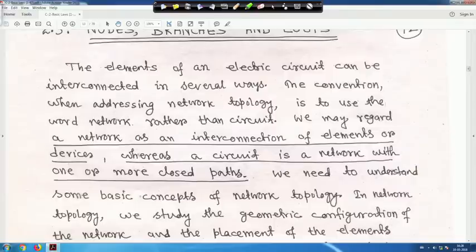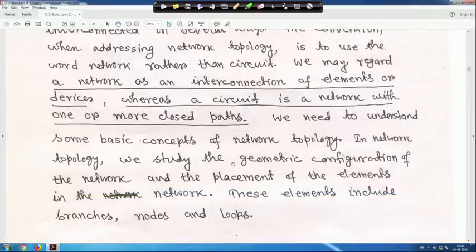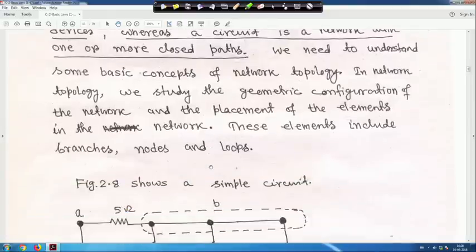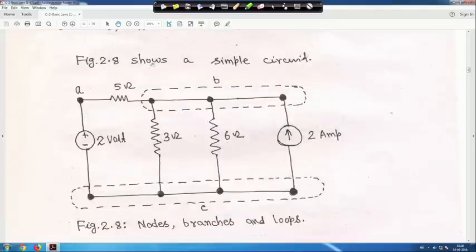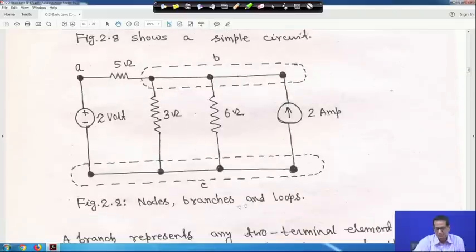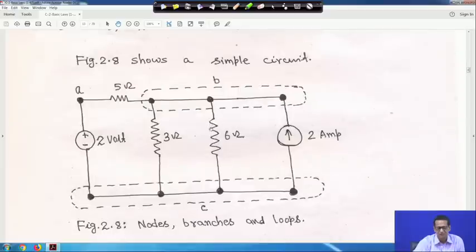So we need to understand some basic concepts of network topology. In network topology, we have to study the geometric configuration of the network and the placement of the elements in the network. So these elements include branches, nodes and loops. Now suppose, for the purpose of explanation, this is a figure where we have to find out nodes, branches and loops.